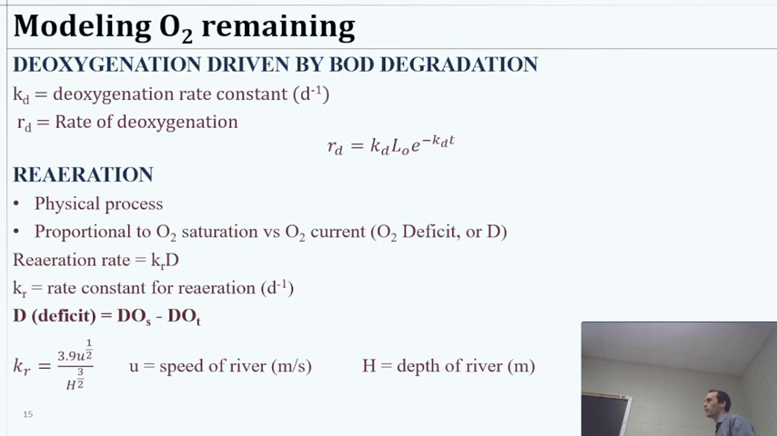So reaeration then is a physical process. It's proportional to how much oxygen there is at saturation compared to how much there actually is at the current value. And that's where we'll define the oxygen deficit, or D here. Apologize for the slides being slightly wrong earlier. So the reaeration rate would be a growth rate of oxygen depending on some rate constant and depending on the deficit, which is really kind of strange, right? We're going to have a rate that's dependent on a deficit.